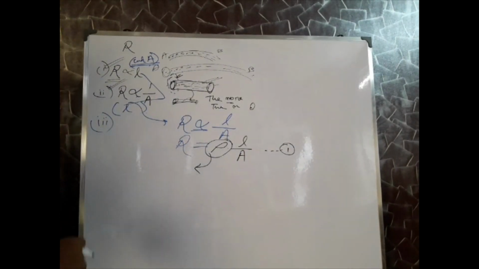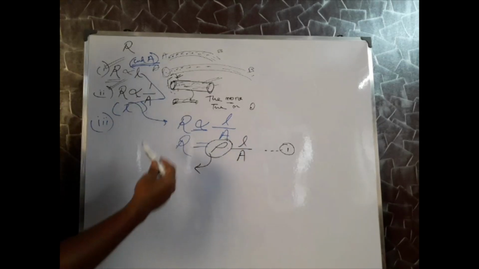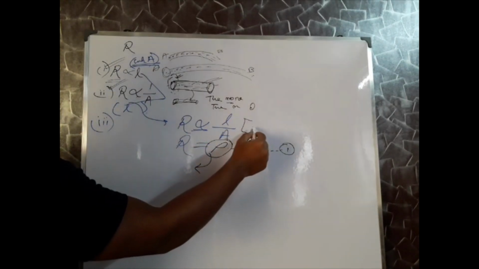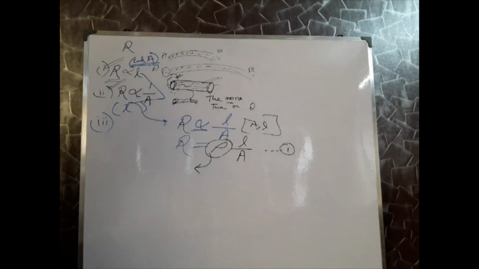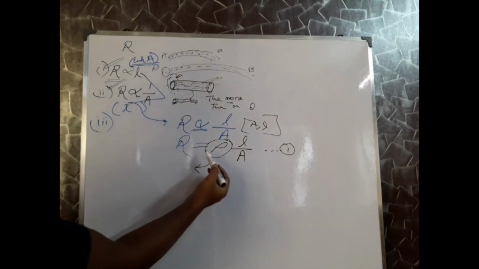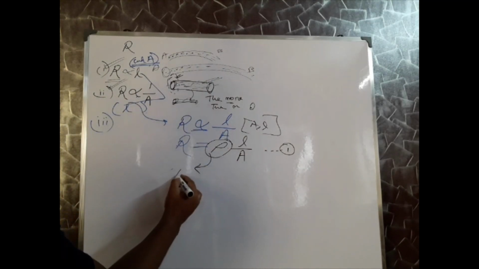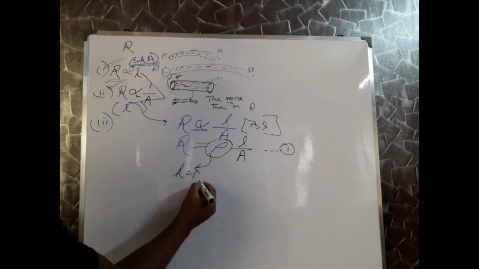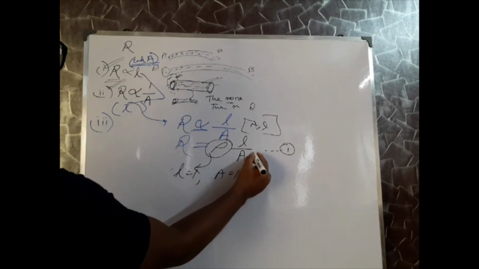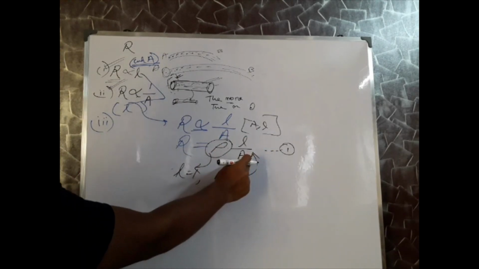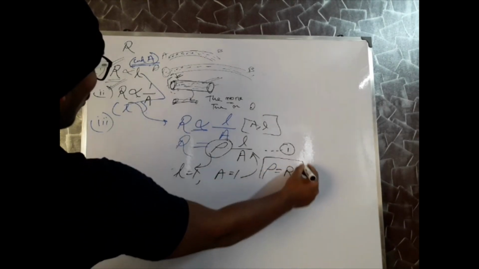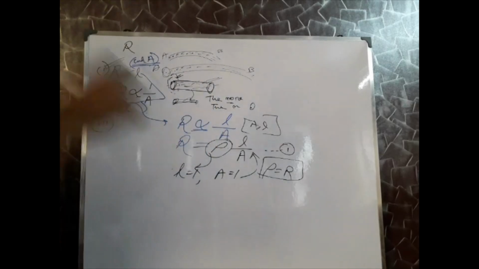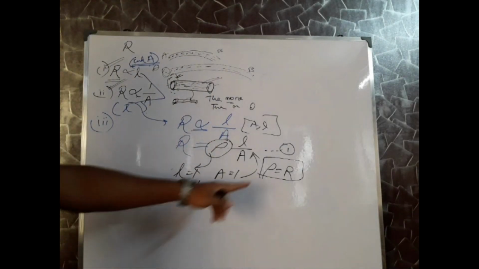Before going further, in here A and L both are changed. In that way, same thing, both are changed. Okay, so then if you simply put L equals 1 and A equals 1 in that equation, simply we get rho is equal to R. Rho is the resistivity or the specific resistance, so rho is equal to R.